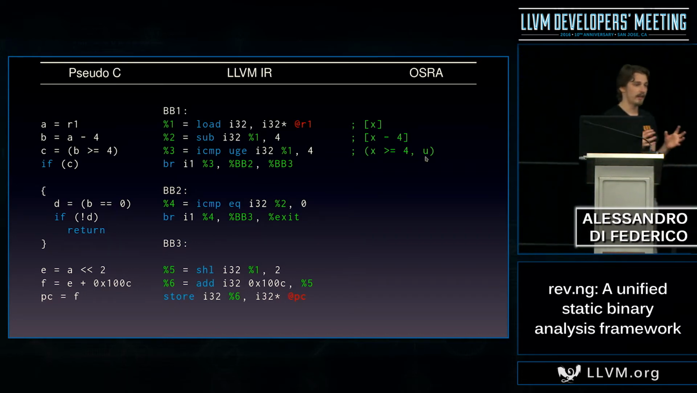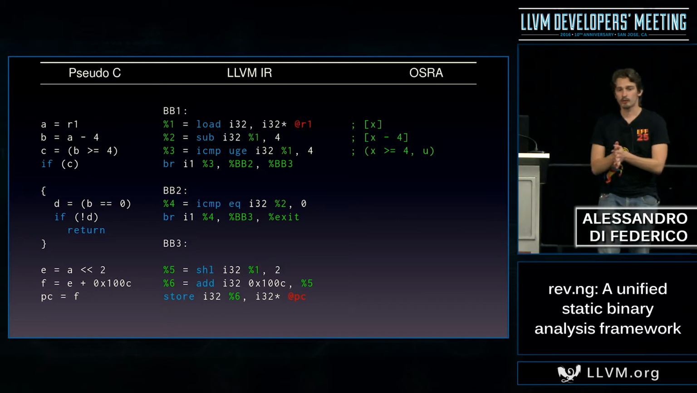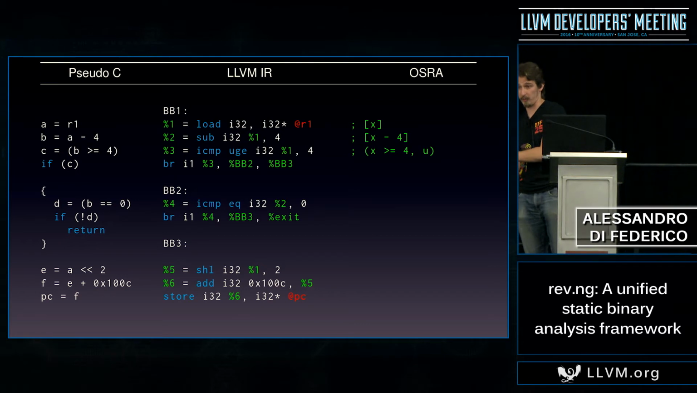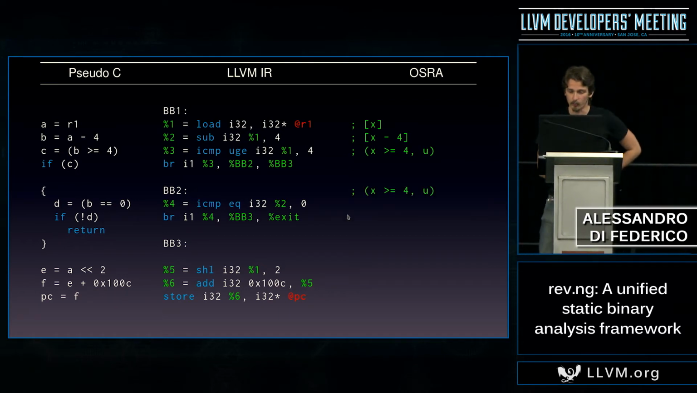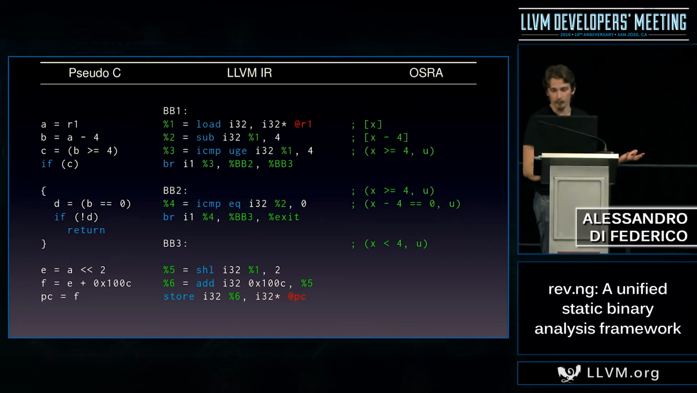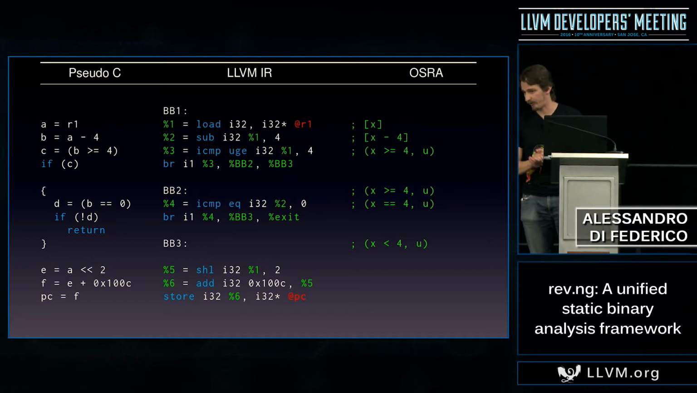Then there is a branch instruction based on this condition. We propagate this condition to the true branch, and we propagate its negation to the false branch. So in BB2, we will know that X is greater than or equal to 4, while in BB3, we will know that it's lower than 4. Then we proceed to BB2, and we check if %2 equals 0. But %2 was X minus 4, so we are saying X minus 4 equals 0. We solve this very simple equation, and we discover that it's saying X equals 4.